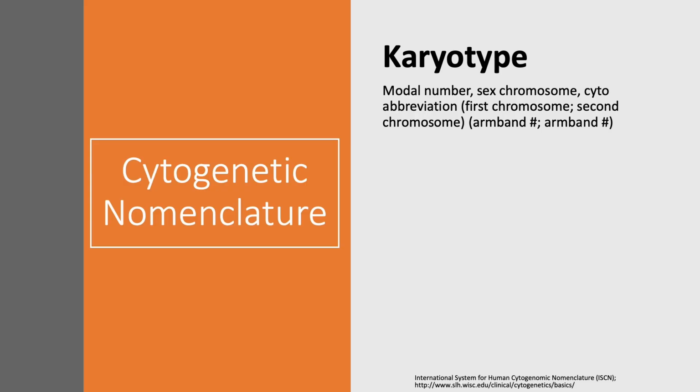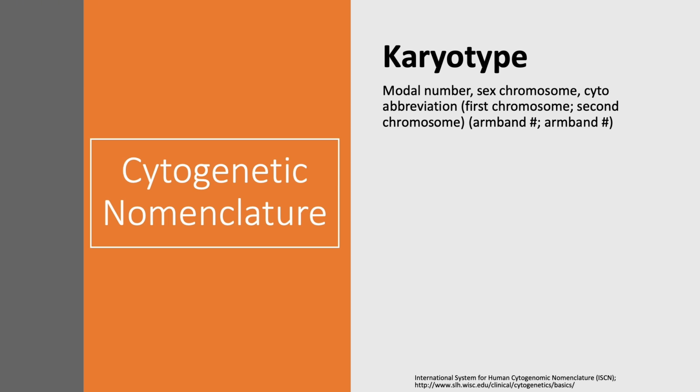In this slide, we'll cover how to interpret cytogenetic nomenclature for karyotypes. Karyotypes are written using a standard format that provides important information about a person's chromosomes. First, we see the modal number of chromosomes, followed by the sex chromosomes, and then any specific chromosomal changes noted using cytogenetic abbreviations. The modal number refers to the total number of chromosomes in the karyotype, which is typically 46 for humans. This number includes both the autosomes and the sex chromosomes.